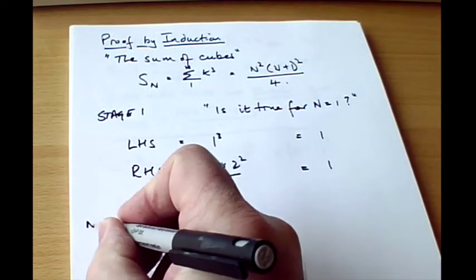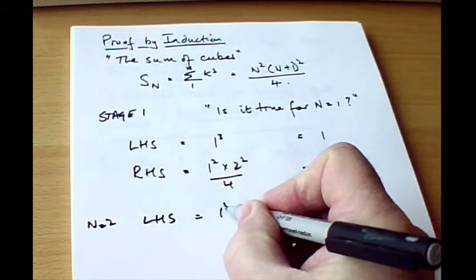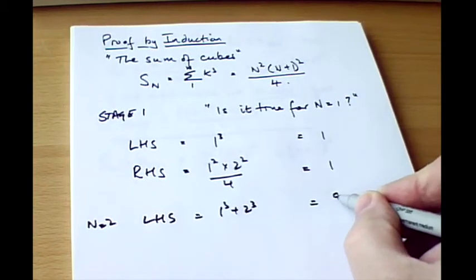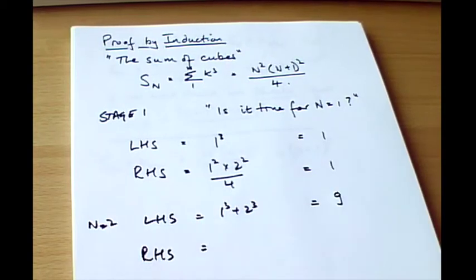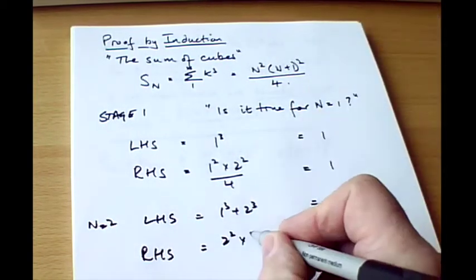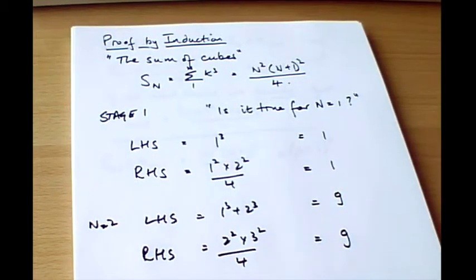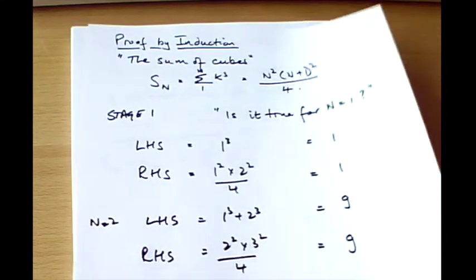If I had n is equal to 2, the left hand side would be the list, 1 cubed plus 2 cubed. That would be 1 plus 8, 9. The right hand side would be the formula, and that would be 2 squared times 3 squared over 4. That would be equal to 9 as well. It can be easily seen that this formula does work for the first few terms.